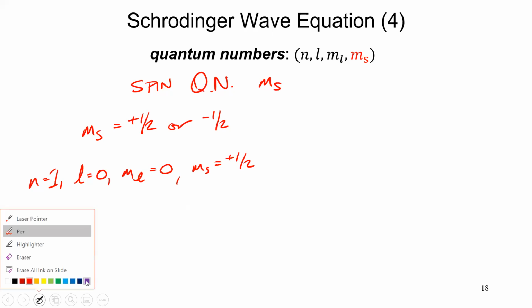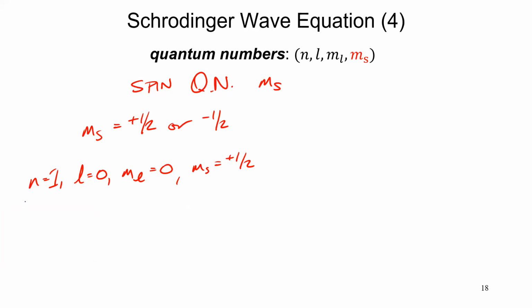And just as a brief recap, N describes our shell. We drill down a little bit. L describes our subshell. Drill down even further. M sub L describes our orbital. And we drill down even further. M sub S. Finally, we have enough information to actually describe individual electrons.